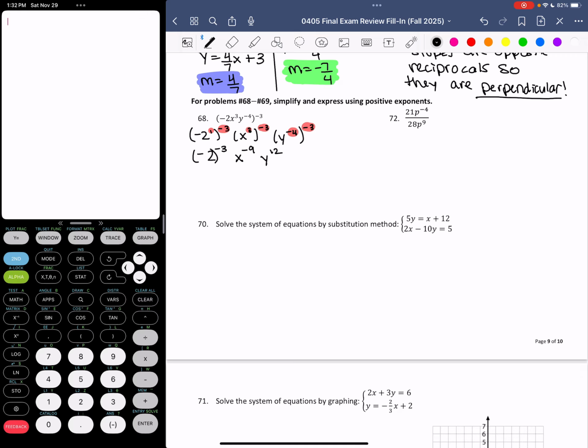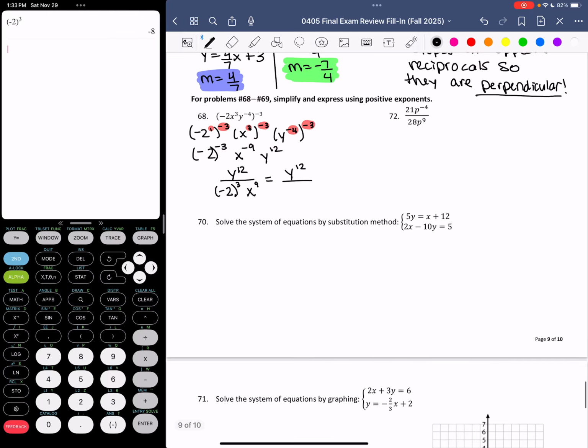So right now, the y has a positive exponent. So we're going to leave that on the top of the fraction. And on the bottom, we're going to put -2 to the positive third and x to the positive ninth. Now, if we can figure out -2 to the positive third power, we can go ahead and calculate that value. So let's do that. Parentheses, -2, close parentheses, to the power of 3 gives us a -8. So y to the 12th over -8, x to the ninth. This would be our final answer here.